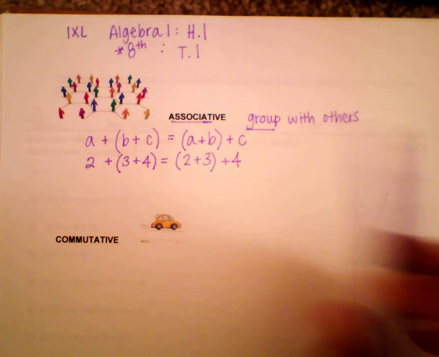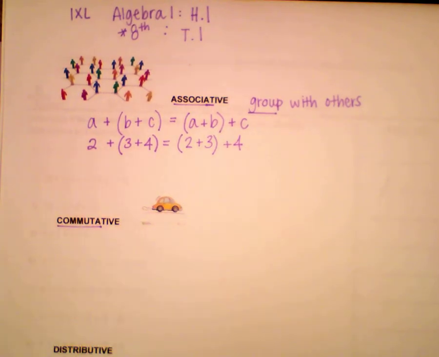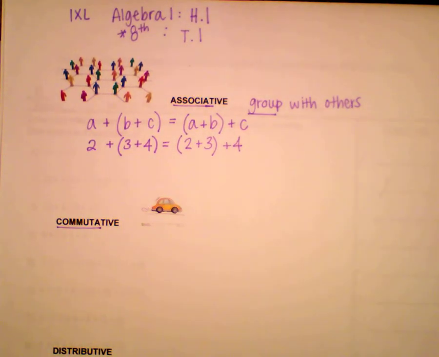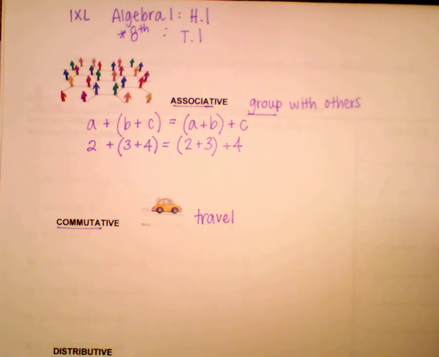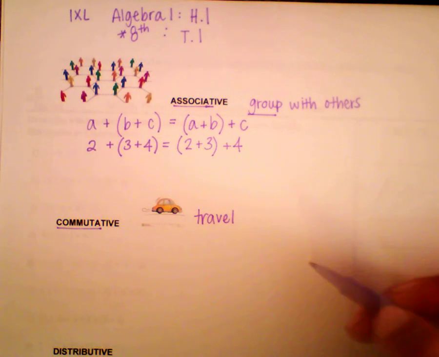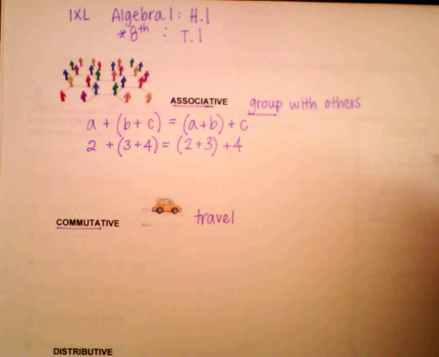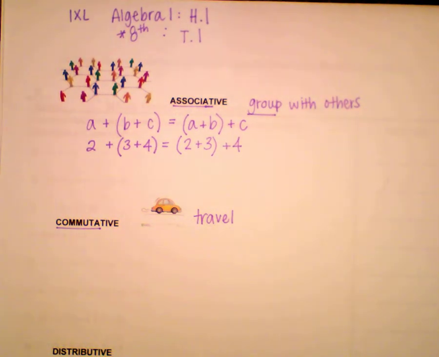Okay? The next one, commutative, we can think of the root word commute. If I commute to work, it's how I travel to work. Okay, so commute means travel. When I commute to work, sometimes I go this way and that way to get to work. Other times I just go in this path, but ultimately I'm getting to the same place. So commuting, or the commutative property, means that you can go in a different route, but ultimately get to the same point, the same answer.